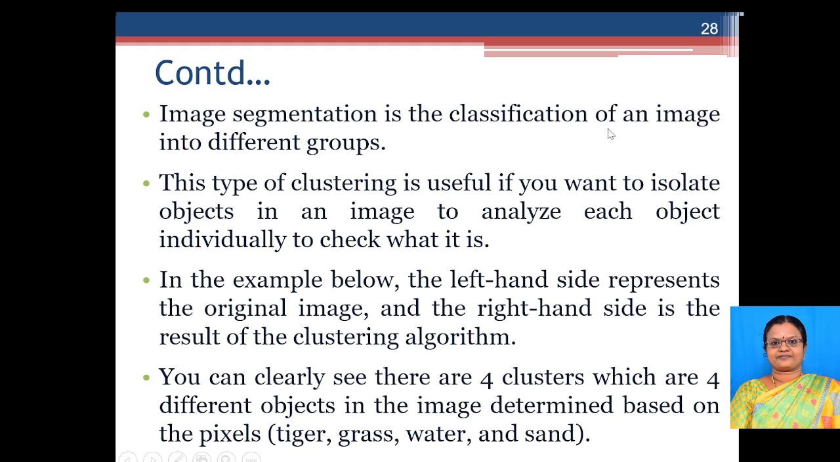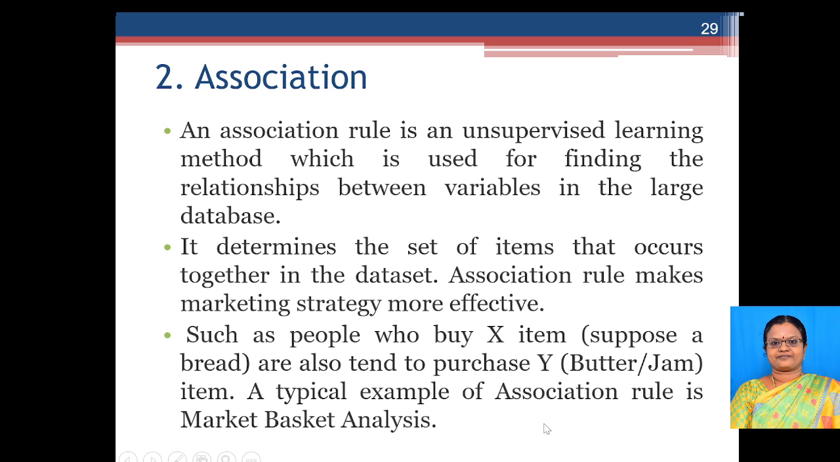Image segmentation is the classification of an image into different groups. This type of clustering is useful if you want to isolate the objects in an image and analyze each object individually to check what it is. In our example, there are 4 clusters, which are 4 different objects in the image: a tiger, grass, water and sand.